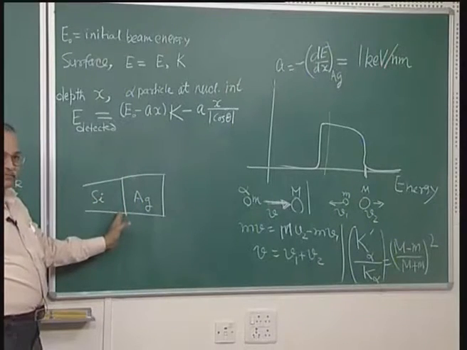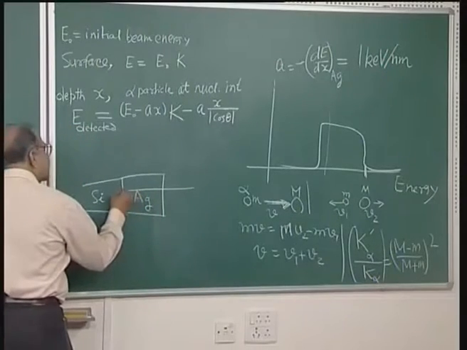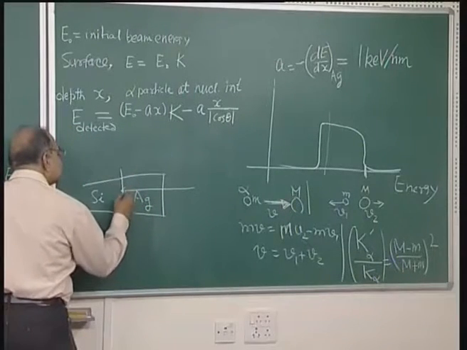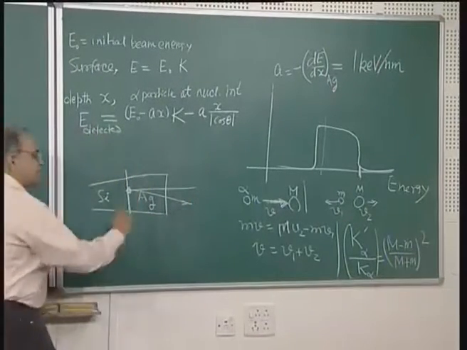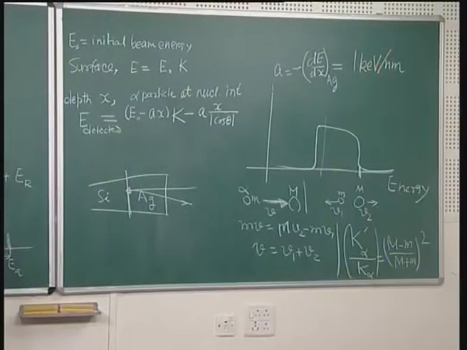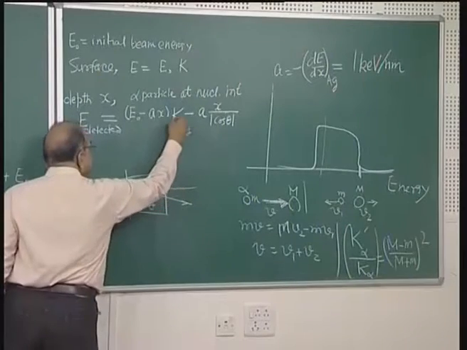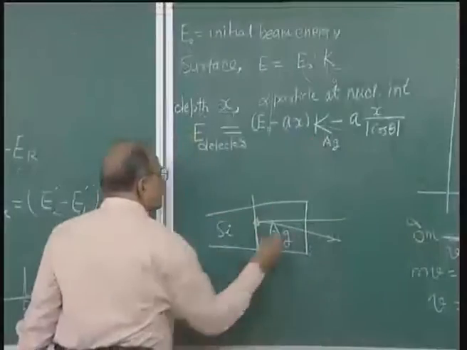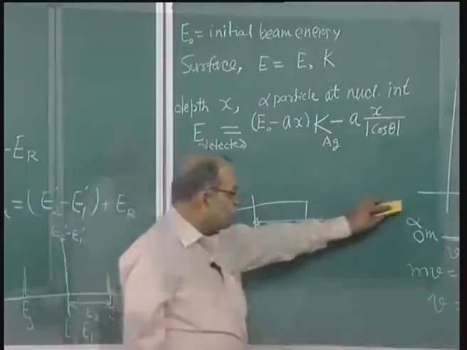Now comes silicon. So, now the alpha particle which is coming and hitting this silver and back scattering from here, what will be its energy? That also we can calculate in a similar way. First thing, let me write it K Ag, the kinematic factor for silver. Kinematic factor for silicon will be different.